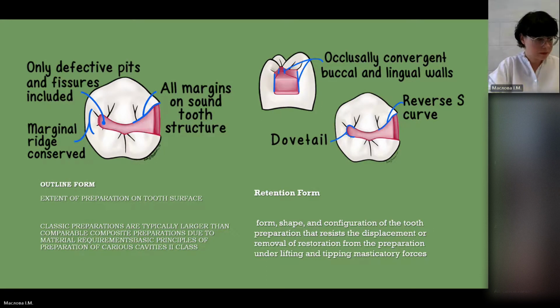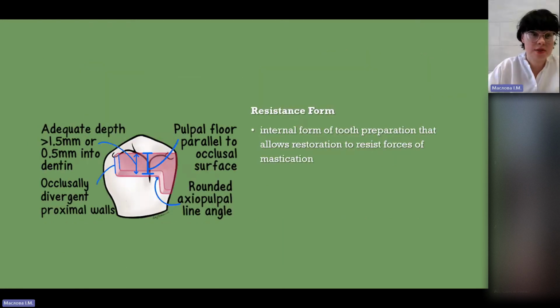The next stage after outline form and retention form is resistance form. It is the internal form of tooth preparation that allows the restoration to resist forces of mastication. You can see the form from the occlusal surface. The next part of this cavity after preparation is the form of the cavity on the approximal surface. And you can see the structure of the cavity after preparation.